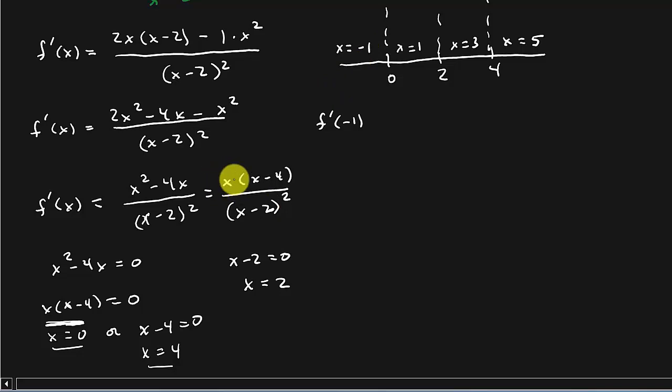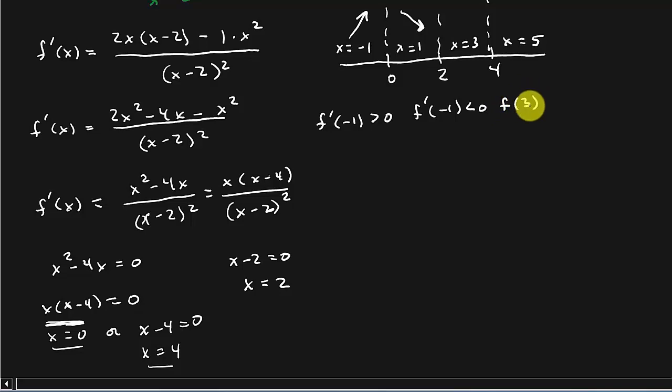If I replace this x with a -1 and this x with a -1, that's going to be -1 and -5. A negative times a negative is positive, and a positive divided by a positive is positive, so that's increasing. And then I plug the 1 in. That's a positive, that would be negative, and this is positive. Positive times a negative is a negative. A negative divided by a positive is negative, so that would be negative. Well, I guess I better write this out. F prime of -1 is negative.